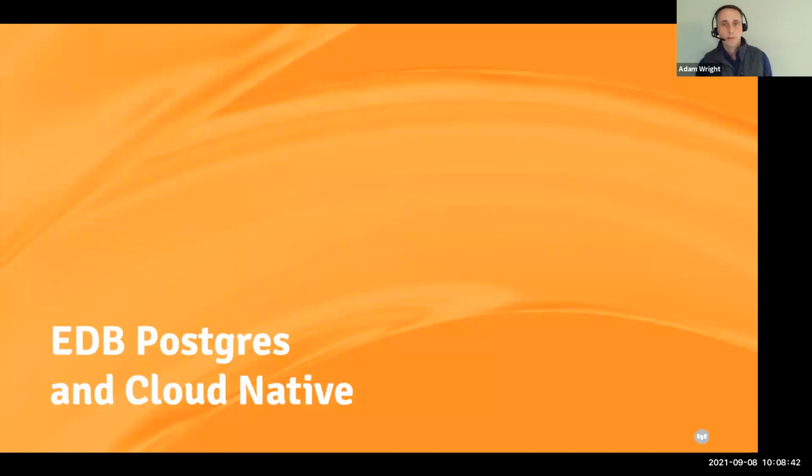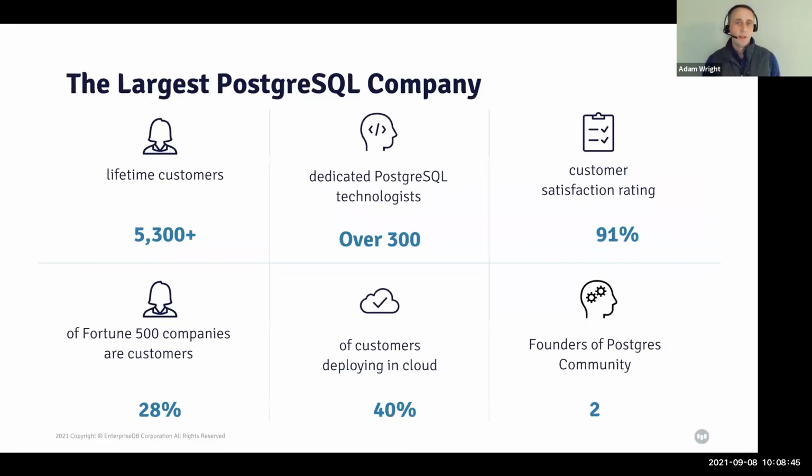All right, so EDB Postgres and Cloud Native, let's give a quick overview. EDB is the largest dedicated Postgres company in the world. We're a global company, with over 5,300 lifetime customers. The big number right there in the middle: over 300 dedicated Postgres technologists. This comes all the way from developers and contributors to the Postgres project, to consultants, solution architects, and customer success. People whose full-time jobs are working with Postgres. High customer satisfaction ratings. 28% of the Fortune 500 companies are customers of EDB.